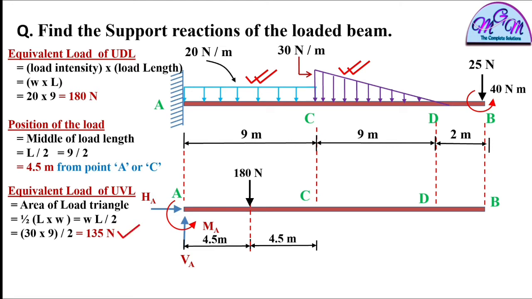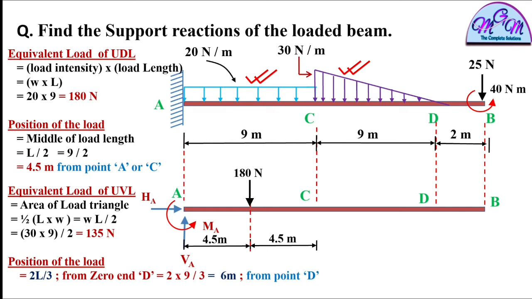If you talk about the position of this uniformly varying load, you can see this load starts from point D. That means point D is the zero load end. At point D there is no load acting, and the maximum end is at point C. At point C, the maximum intensity of the UVL is 30 Newton per meter.